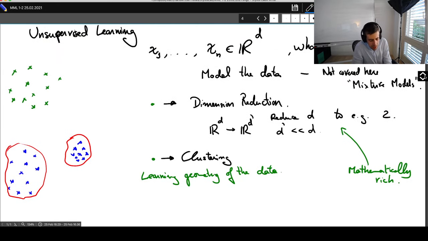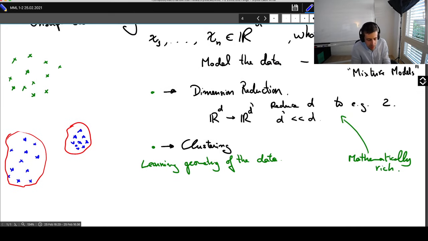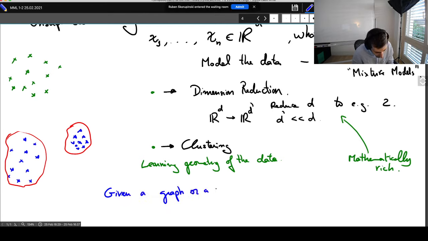Okay. Another side of unsupervised learning, which we will cover if we have time, is that instead of having endpoints, you might be given a graph, right? So another setting of unsupervised learning is when one is given a graph or a network.